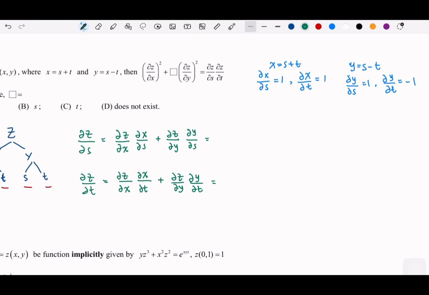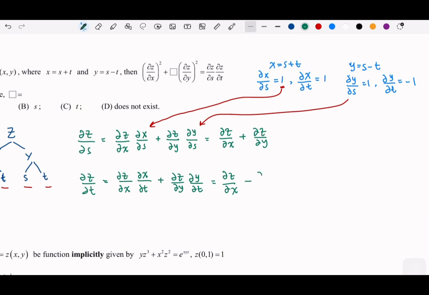Okay. Change everything from this, the partial with respect to s and t, and substitute back into our equation on the left. For example, one goes here, right? One goes there, right? And the same thing with the second part. So this will be ∂z/∂x plus ∂z/∂y. And here is 1, but the second one is negative 1, so this should be minus. Okay?